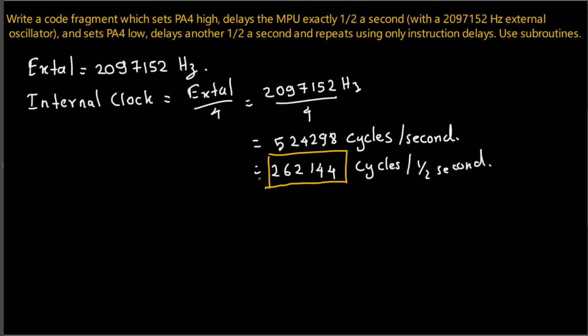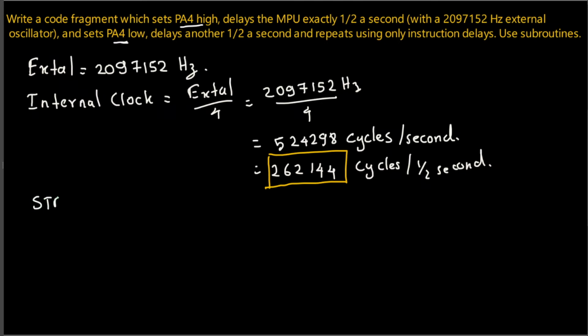Now we are going to write code that has a delay cycle giving this many cycles. To do that, first, they have mentioned we have to set PA4 high and also PA4 low. So for that, we just have to load 16 for PA4 high and 0 for PA4 low. Let's see how to do that.